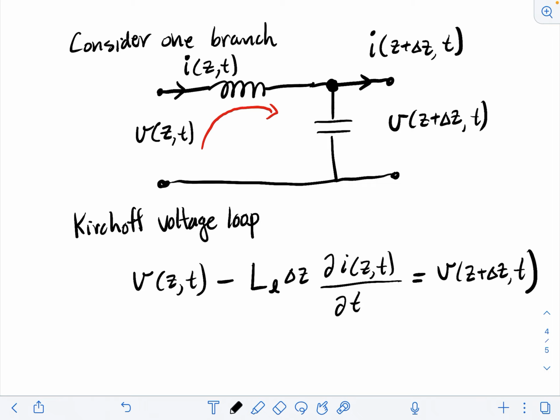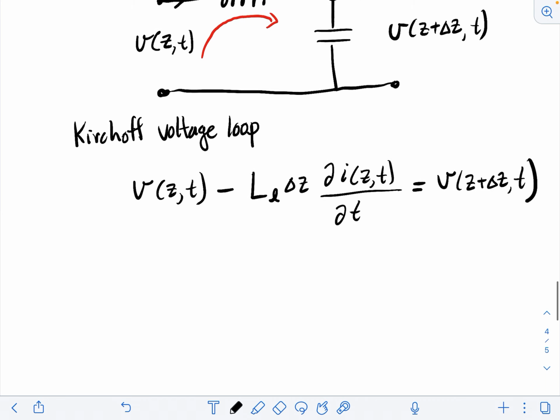good. So we can do a bit of rearranging. Let's write it like this. We're going to write V of z plus delta z, t. So that's on the right-hand side of the equation above. We'll subtract off the V of z, t and then divide by delta z.